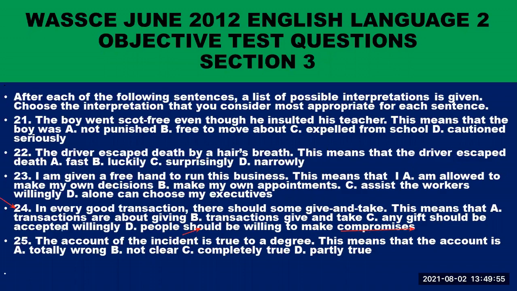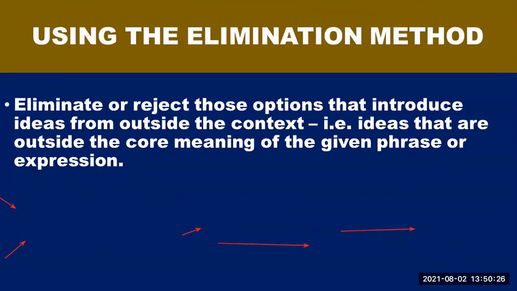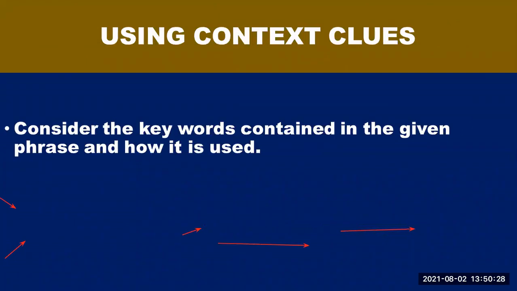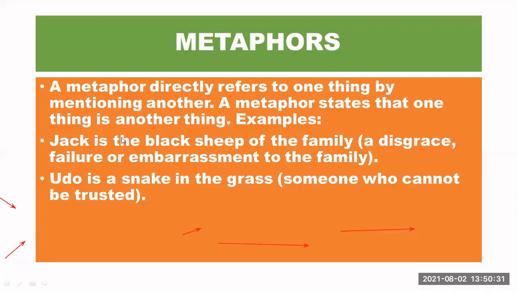Question 25. That account of the incident is true to a degree. This means that the account is A, totally wrong, B, not clear, C, completely true, D, partly true. Now, if something is true to a degree, just consider it. To a degree gives us a context clue as to the meaning. If something is true to a degree, it's not completely true. It's only to a degree. So the actual interpretation is D, it is partly true.